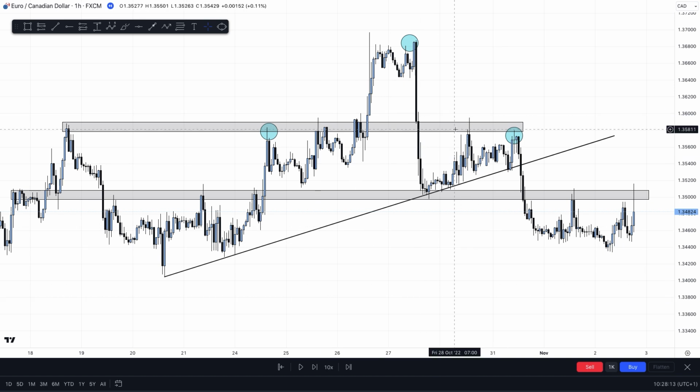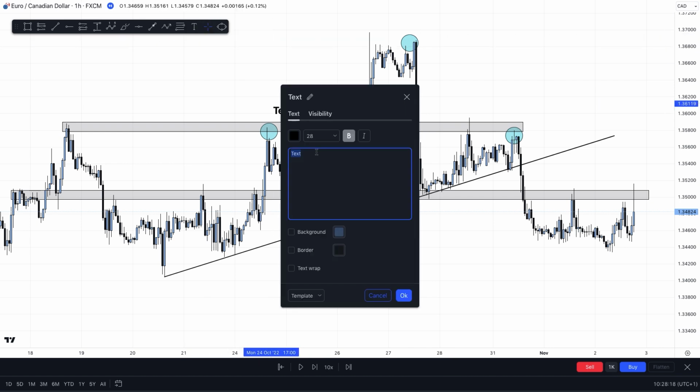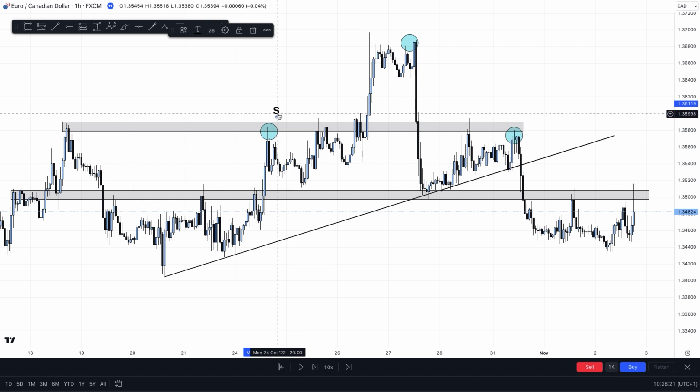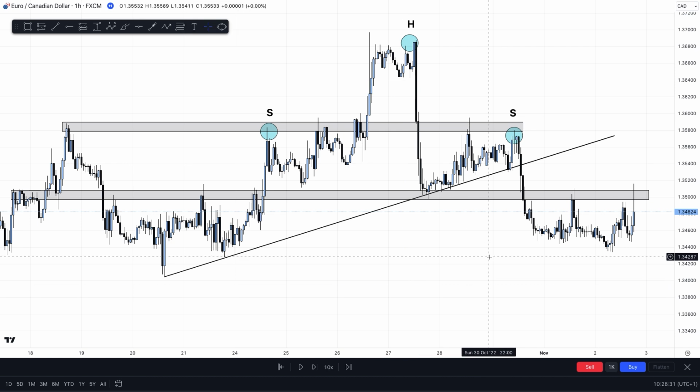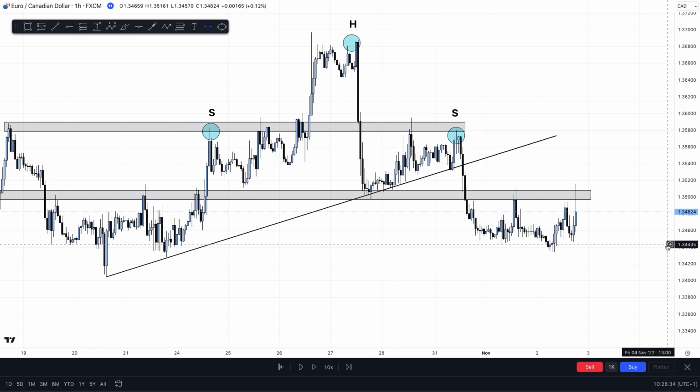Okay, so we've got confirmation now that this is a head and shoulders pattern. I'll actually just type it in as well for you guys to see. So this is the left shoulder. This is the right shoulder. And we can say that this is the head. Okay, but now what we want to do is we want to look for our specific entry within the market.